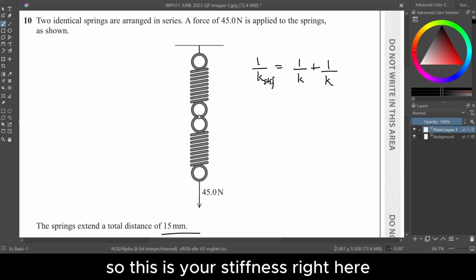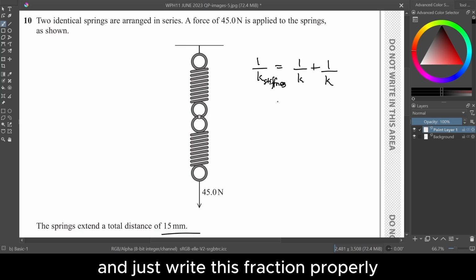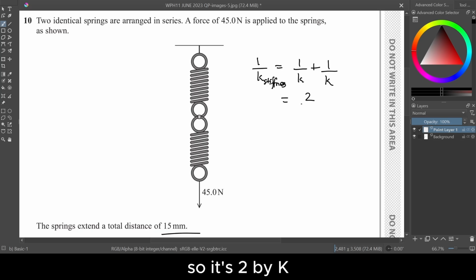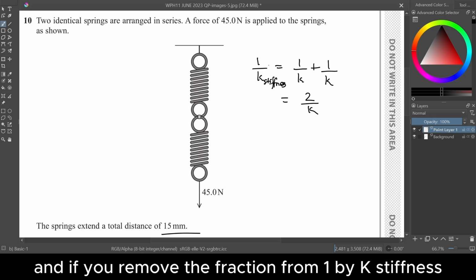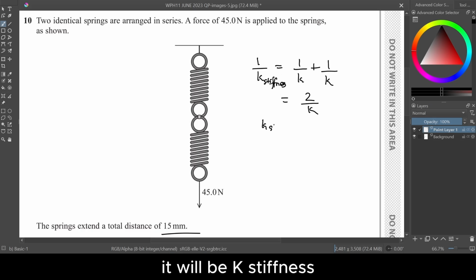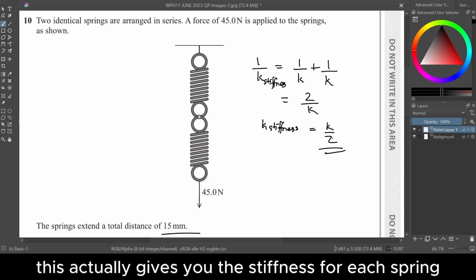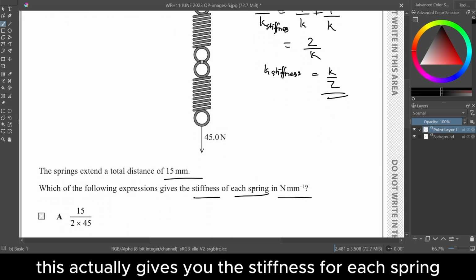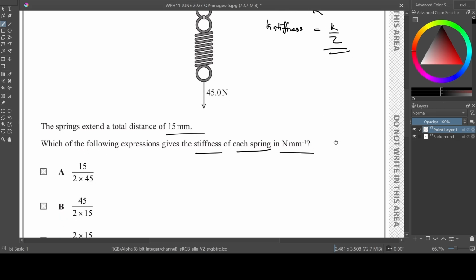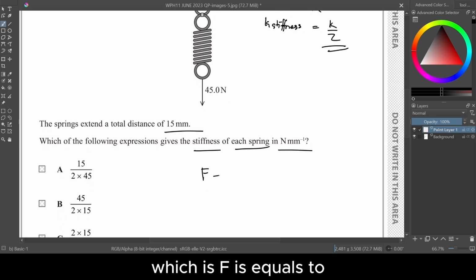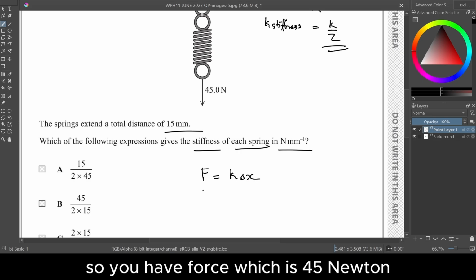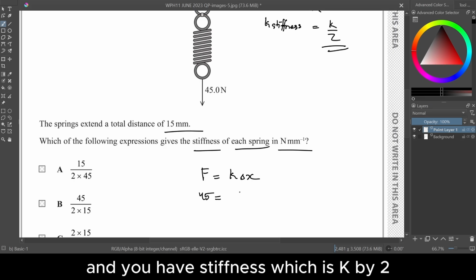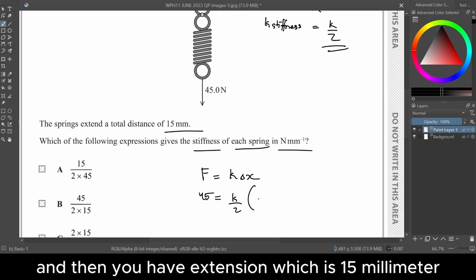So this is your stiffness right here, and just write this fraction properly. So it's 2 by K, and if you remove the fraction from 1 by K stiffness, it will be K stiffness is equal to K by 2. This actually gives you the stiffness for each spring, okay, for a single spring. So you can use the Hooke's law formula, which is F is equal to K delta X, okay. So you have force, which is 45 newtons, and you have stiffness, which is K by 2, and then you have extension, which is 15 millimeters, okay.